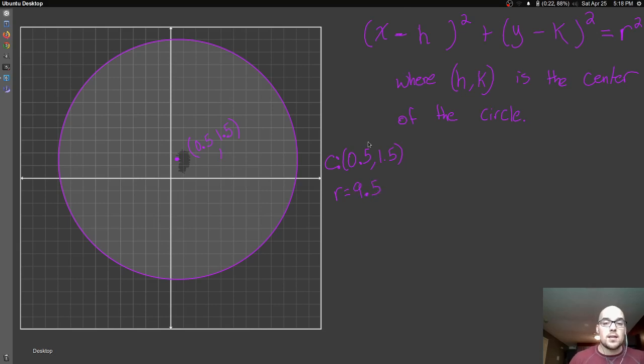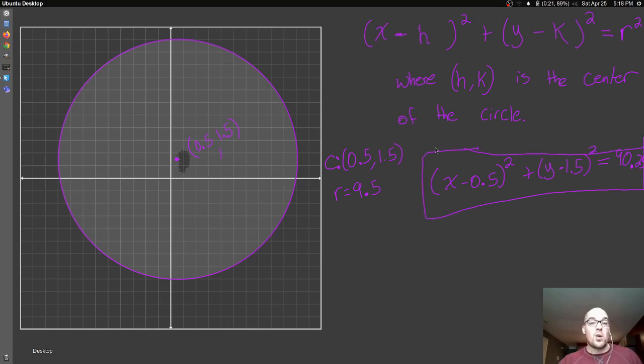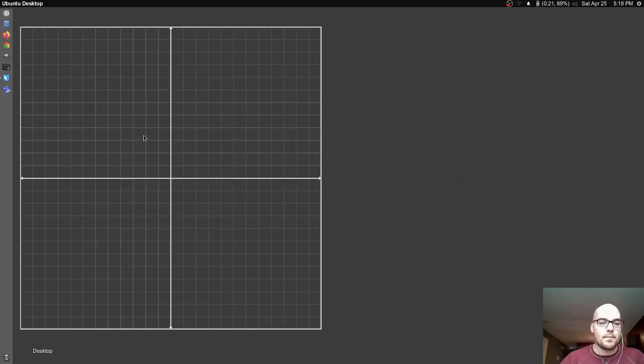So I would plug into this equation (x minus 0.5) squared plus (y minus 1.5) squared is equal to, and then I would actually square the 9.5. I wouldn't usually leave it as 9.5. And I get 90.25. And that would be the equation of this circle here. Again, sorry it didn't come out very pretty. I was rushing. I just made up a circle like that. Let me try to make one that actually falls on the grid this time.